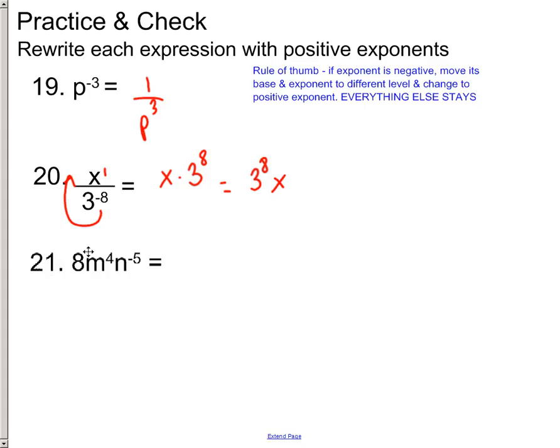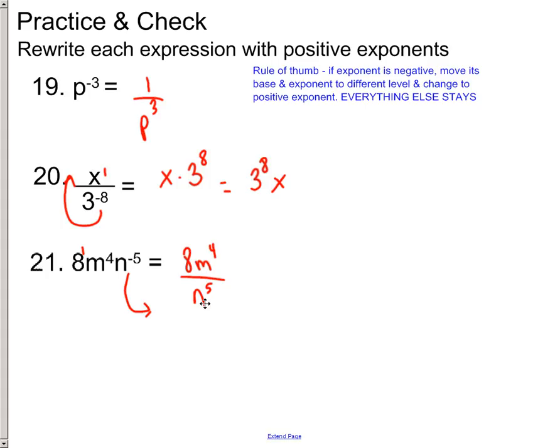And that's just kind of more of a math courtesy, proper formatting. And here we go, 21. The 8 is positive, the m is positive, the n is not positive. So the 8 and m to the fourth stay exactly where they're at. We just move the n to the 5th down below, and now it's happy, and you're set up for it.